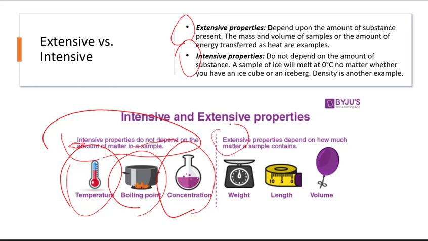Versus extensive properties depends on how much you have. If I had a small glass of lemonade and I weighed it versus a large glass of lemonade and I weighed it, the weight would obviously be different. So that is an extensive property. The length of something, the volume of something. Again, if I had a small glass of lemonade versus a large glass of lemonade, the small glass is going to have a smaller volume, the large glass is going to have a larger volume.